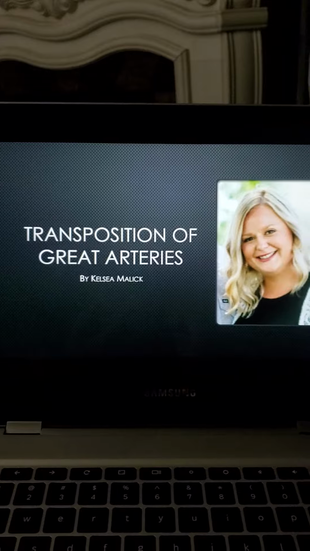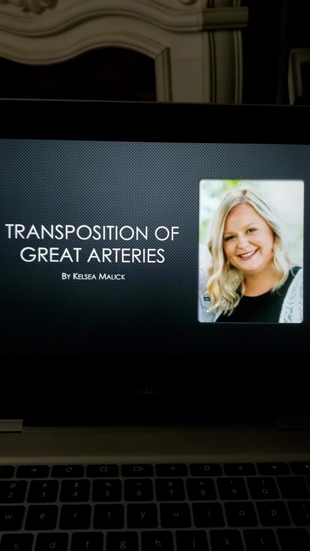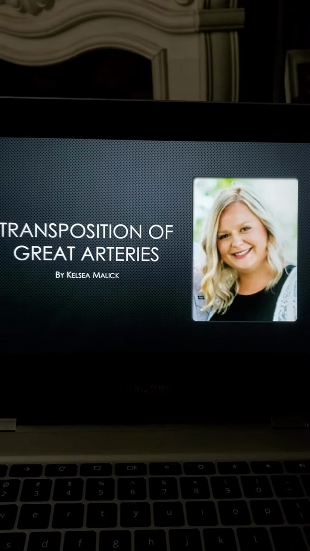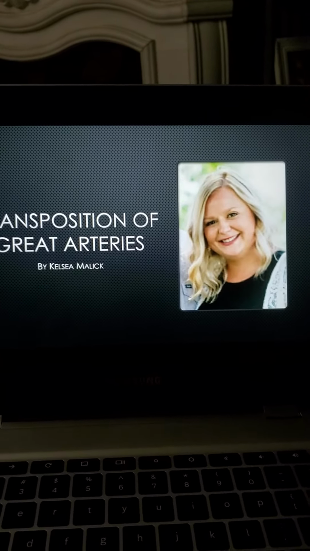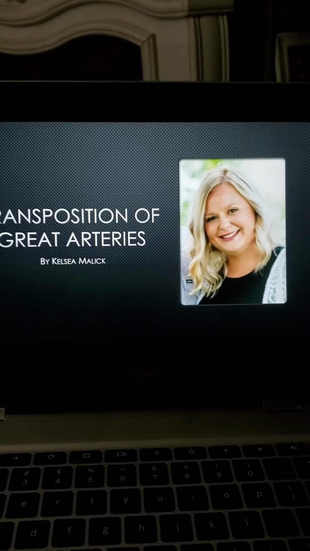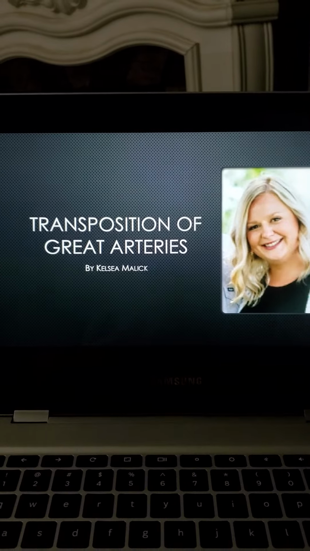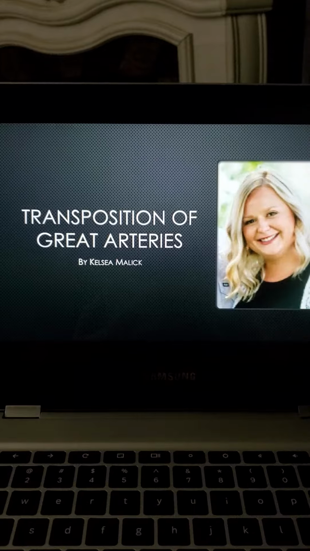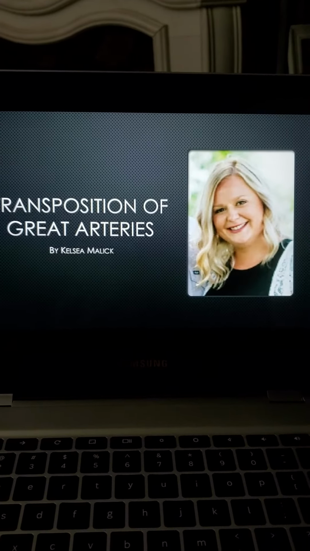It's basically a rare congenital heart defect where the pulmonary artery, instead of being connected to the right ventricle, where normally blood will go from the right ventricle down to the lungs, back to the left atrium, then the left ventricle, and pumped through the aorta to the rest of the body. It's where the aorta and the pulmonary artery are switched. So the aorta is connected to the right ventricle and the pulmonary artery is connected to the left ventricle.